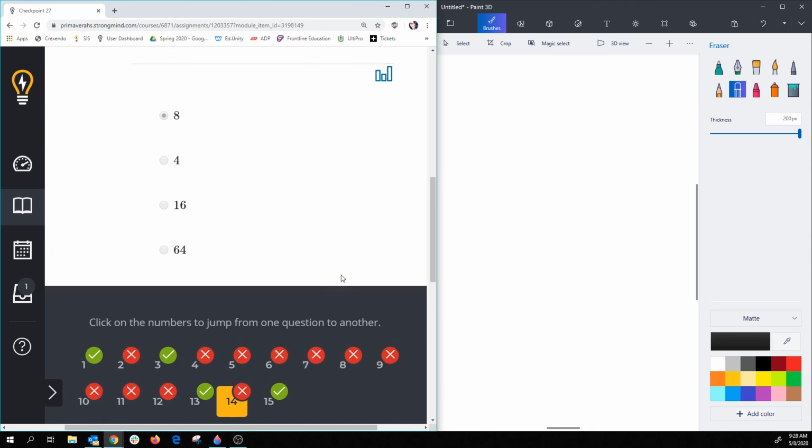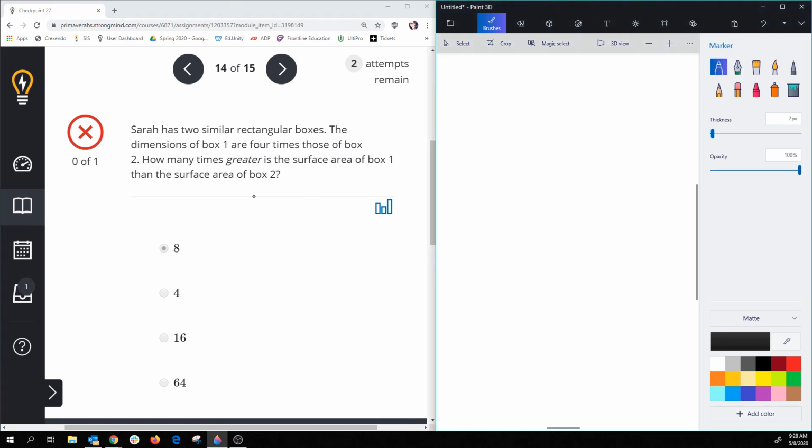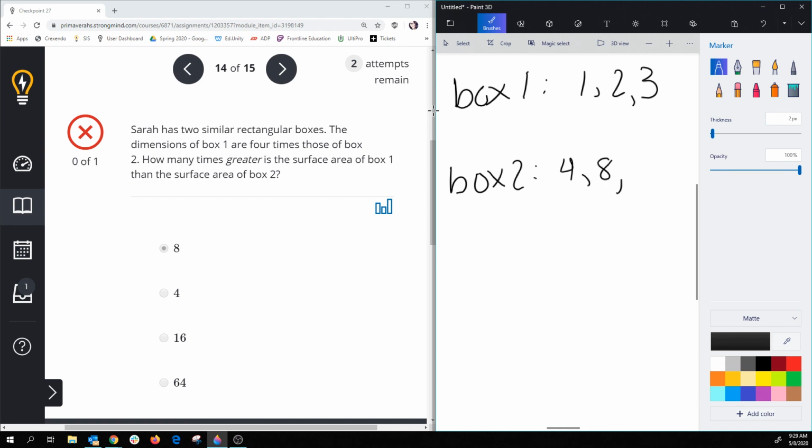Alright, 15. So Sarah has 2 similar rectangular boxes. The dimensions of one box are 4 times those of box 2. How many times greater is the surface area of box 1 than the surface area of box 2? So for this one, I think it's easiest to just plug in some easy numbers for a box. Say box 1 has sides 1, 2, 3, and for box 2 it's 4 times bigger, so I need to multiply each one of these by 4, which would give me 4, 8, and 12.